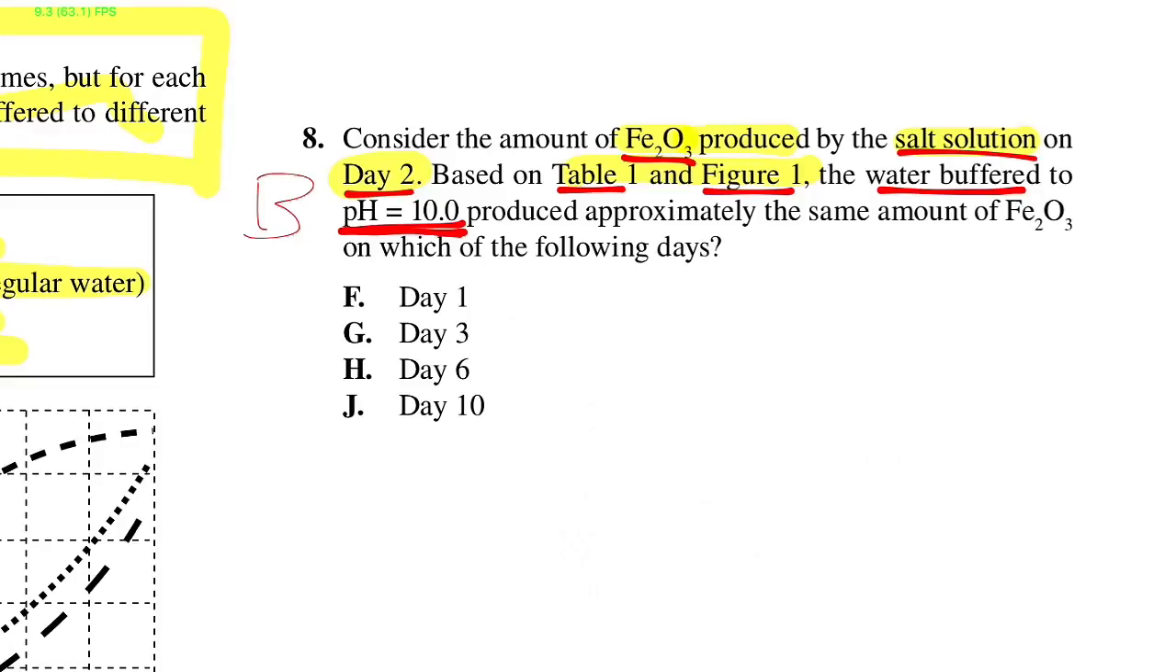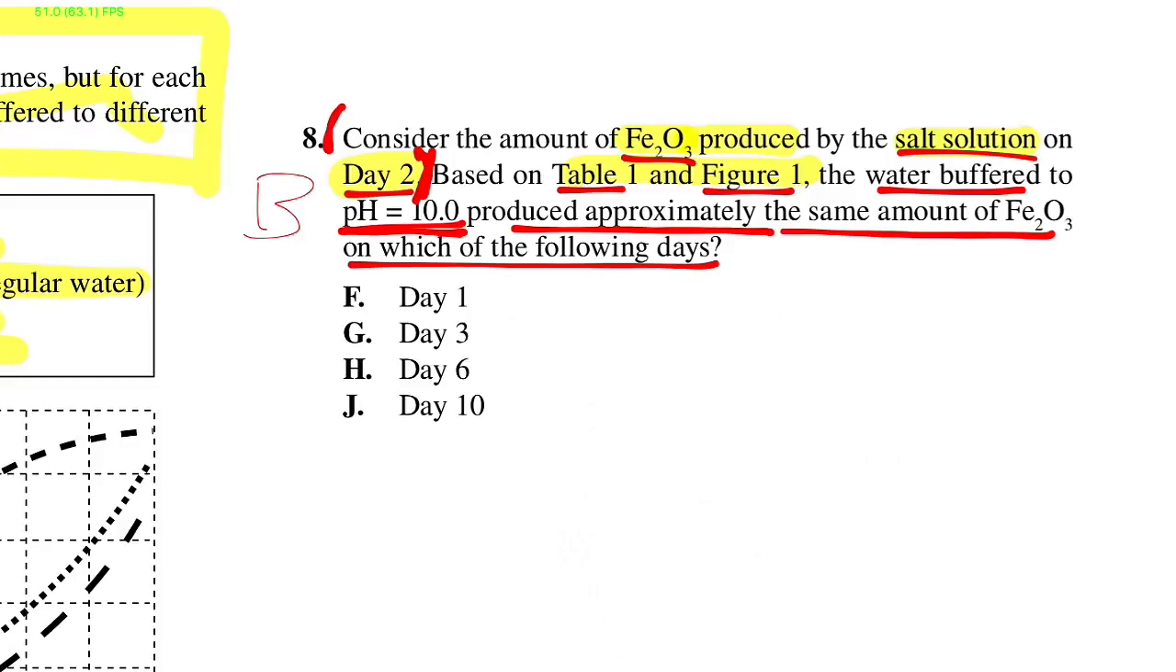So basically, based on table 1, figure 1, the water buffered to a pH of 10 produced approximately the same amount of rust on which of the following days? Okay, so this is almost like a word problem with several parts. So part 1 is right here. Consider the amount of rust, and it's the first sentence. Consider the amount of rust produced by the salt solution on day 2. So let's just figure out what that is, and then be done with it.